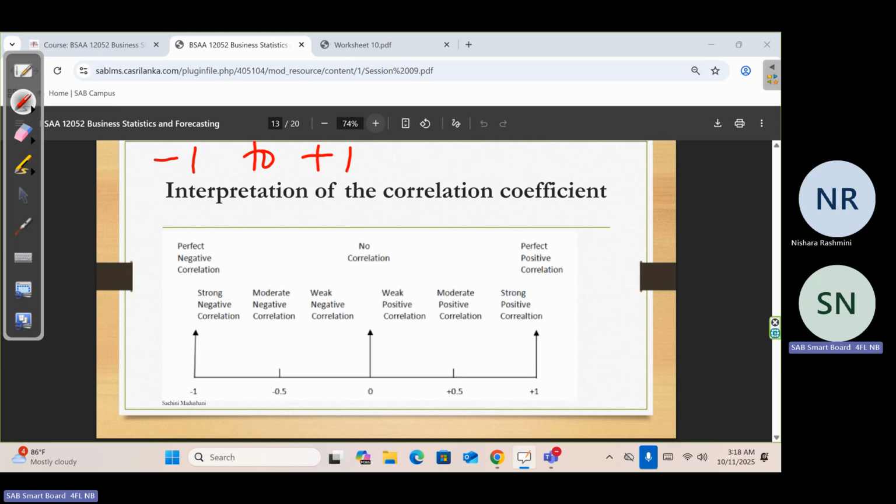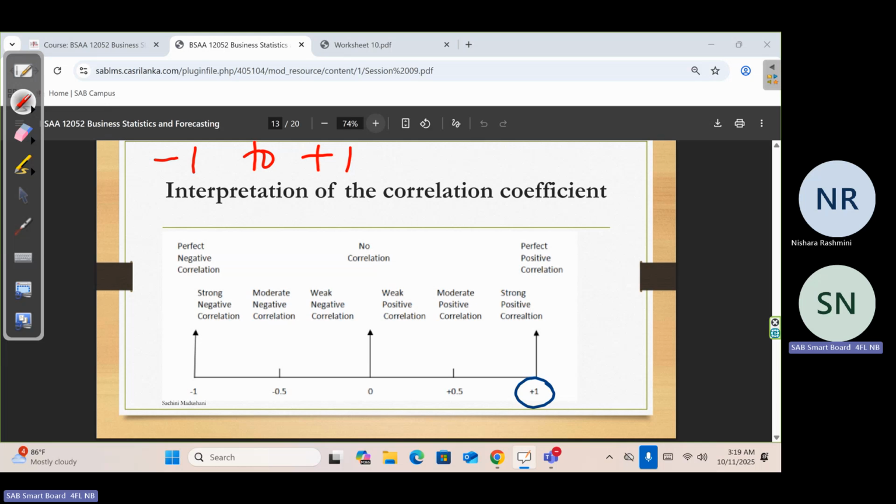Okay. Then if the R value is +1, if R equals +1, then the plus sign represents a positive linear relationship. Then 1 is the maximum value, so we can say there is a perfect positive correlation. Understood? Then there is a positive relationship. It's a perfect one. Why? +1 is the maximum value.